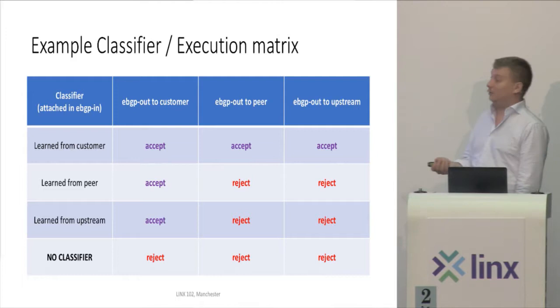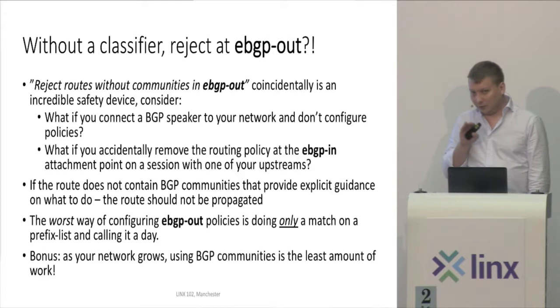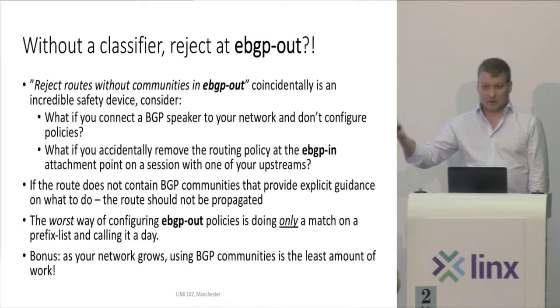And now comes a very important one. If there is no classifier, reject on every type of eBGP session. In other words, if there are no BGP communities on a route announcement that allow it to be announced, you should never propagate it to others. And this is an incredibly useful safety device in network architecture.